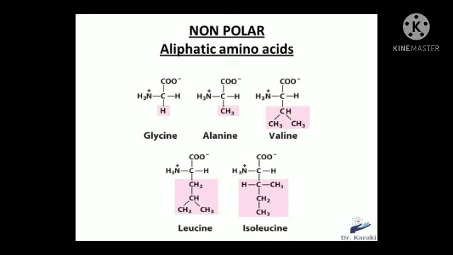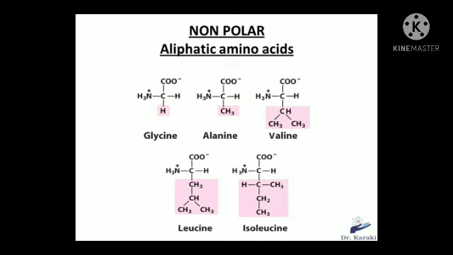Third is valine, which carries the CH3 group as the substituent. Next is leucine, which carries CH2, that is, homologous, CH2, CH3, CH3. Next one is isoleucine, iso position, as you all know, it is CH, CH3, CH2, CH2. So in this way, we classify the aliphatic type of non-polar amino acids.